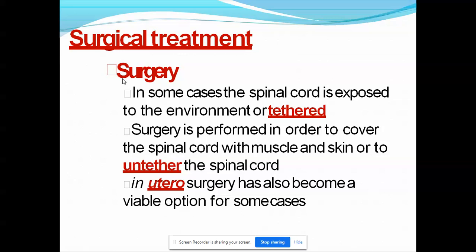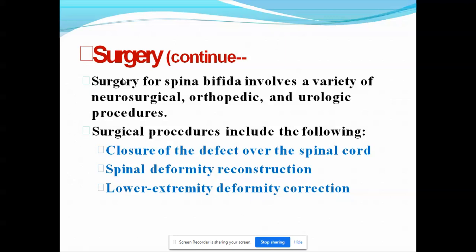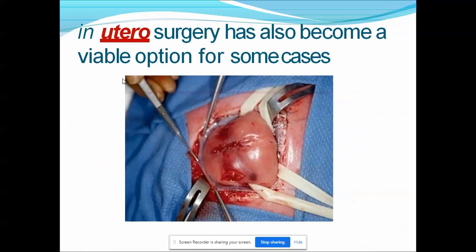So I have told you, in spina bifida, the content of the spinal cord will protrude out of the spinal canal. So what will the surgeon do? The surgeon will fix it. Whatever protruded contents are there, he will try to repair it and put it back into the spinal column. So surgery for spina bifida involves a variety of non-surgical orthopedic and neurological procedures. So closure of the defect of the spinal cord, then spinal deformity reconstruction. He has to reconstruct it because all the content is out, protruding from the spinal canal. And lower extremity deformity correction should be done. You see, this is the picture.